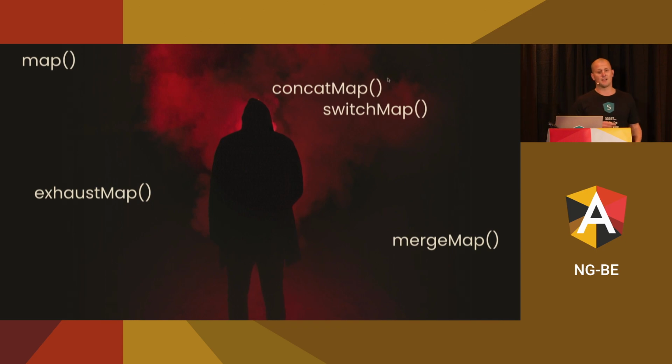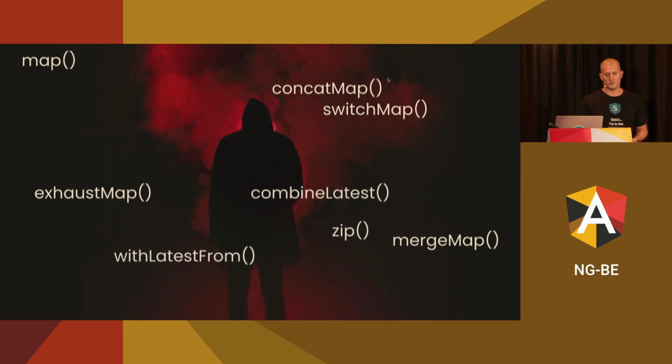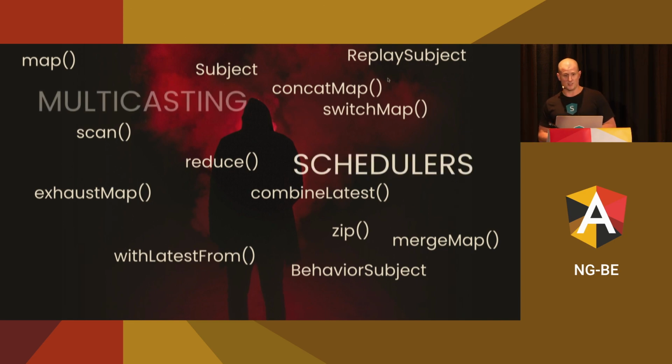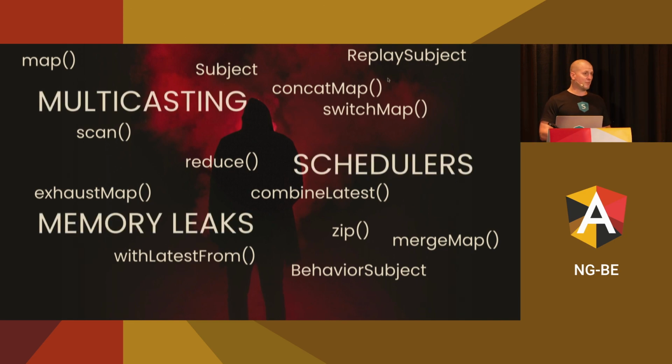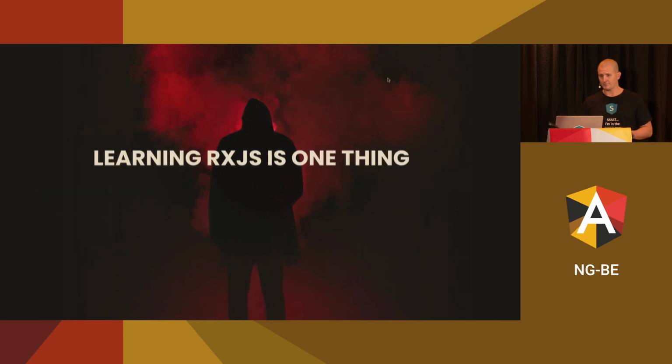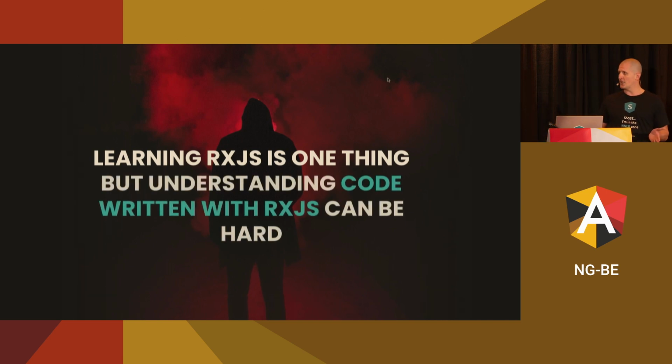It's hard, right? Because you have all these different map operators. We have concat map, switch map, exhaust map. We have different combination operators. We have scan, reduce. We have different subjects. We have a replay subject. We have a behavior subject. We have schedulers. We have multicasting. We have memory leaks if we forget to unsubscribe. And we have error handling. So learning RxJS is one thing, but understanding code written with RxJS, that can be kind of hard.